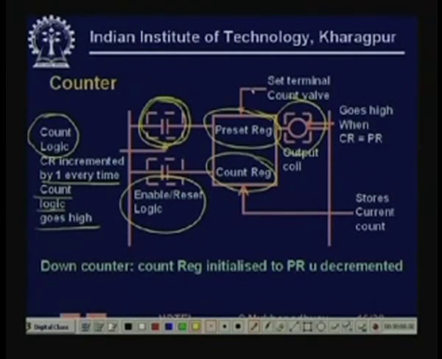In some cases it may be a down counter, in which case the count register may be loaded with a preset register value and it may count down to 0 every time a pulse comes. So it may be an up counter or it may be a down counter, or it may have up and down count inputs, by which it can also be an up down counter.